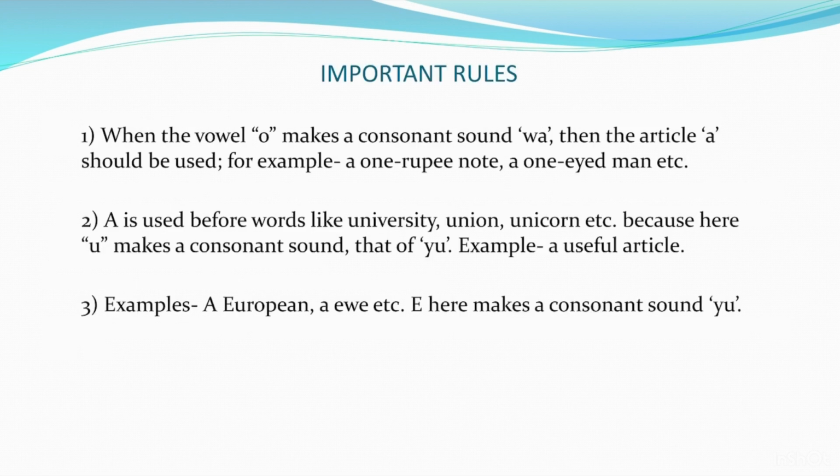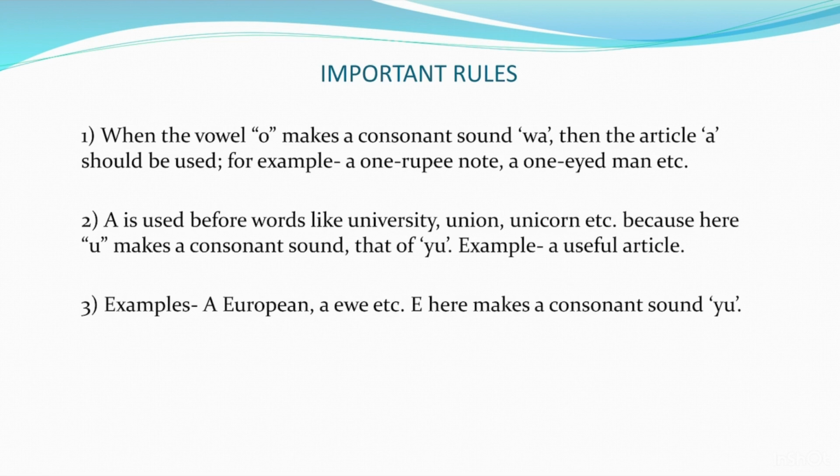Let us know a few more important rules. When the vowel O makes a consonant sound wa, then the article a should be used. For example, a 1 rupee note, a one-eyed man, etc. A is used before words like university, union, unicorn, etc. because here U makes a consonant sound, that of U.